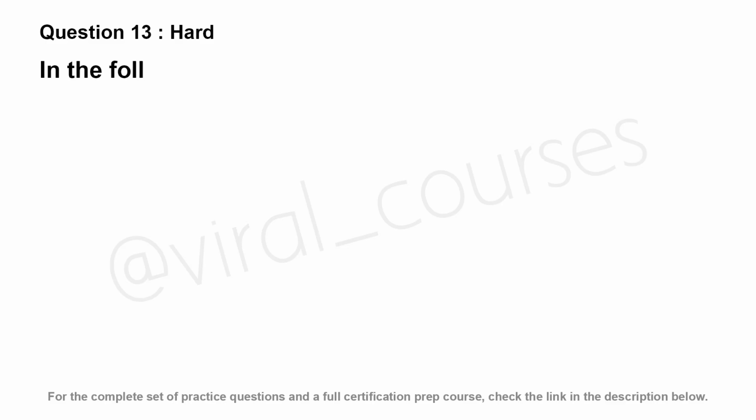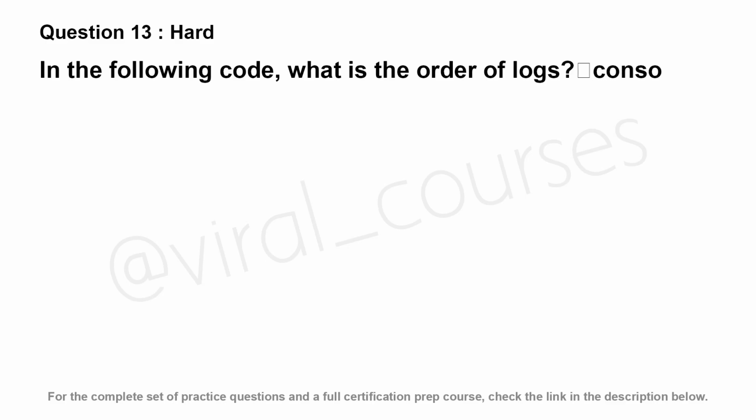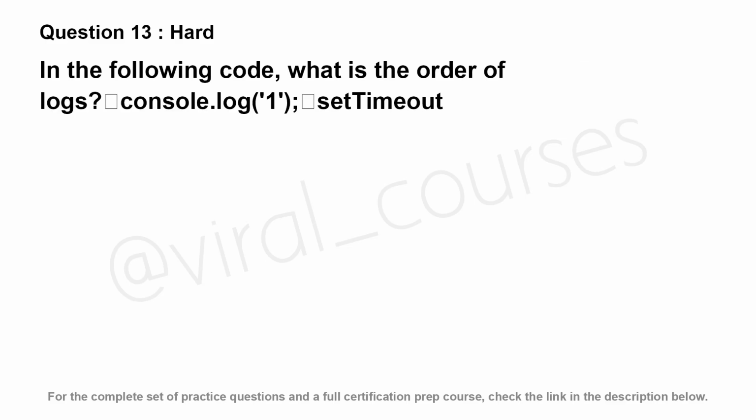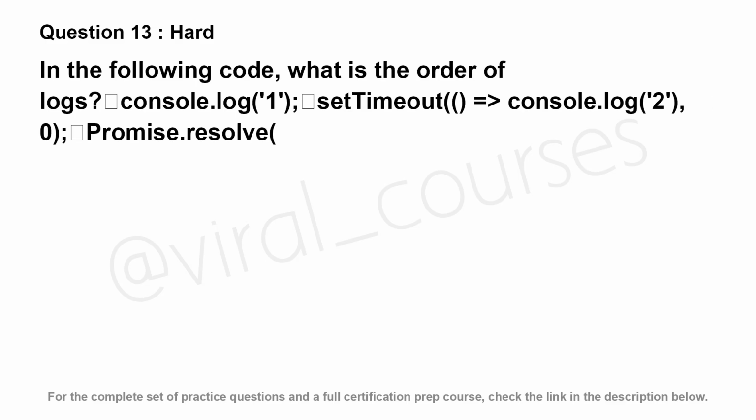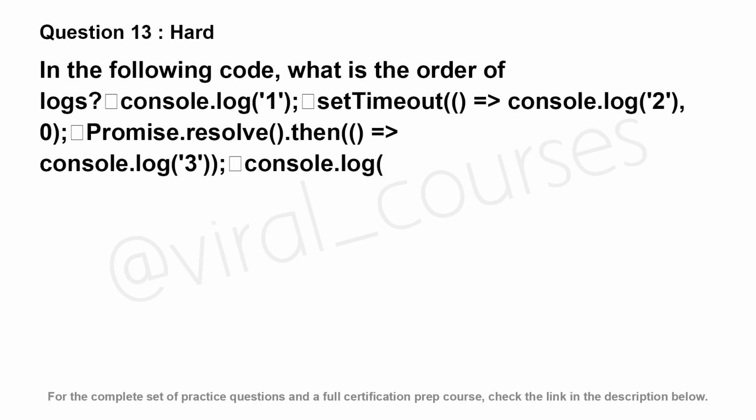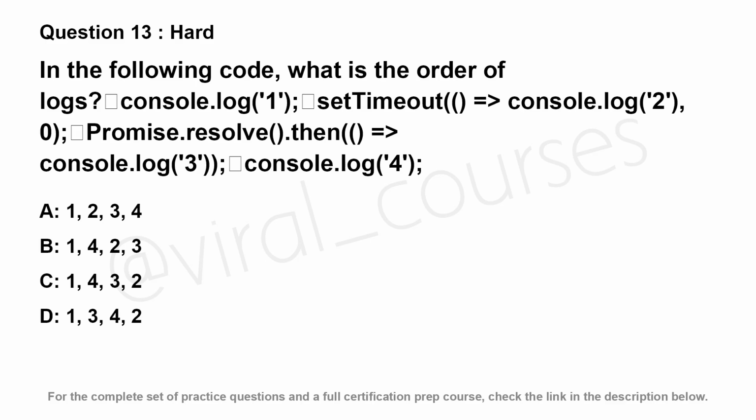In the following code, what is the order of logs? console.log(1). setTimeout(() => console.log(2), 0). Promise.resolve().then(() => console.log(3)). console.log(4). Option A: 1, 2, 3, 4. Option B: 1, 4, 2, 3. Option C: 1, 4, 3, 2. Option D: 1, 3, 4, 2.